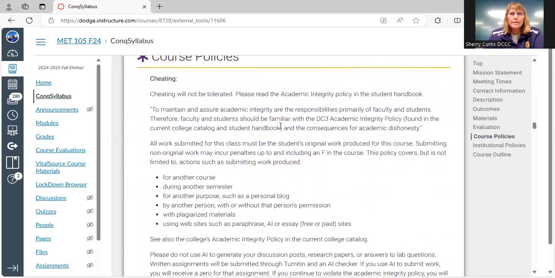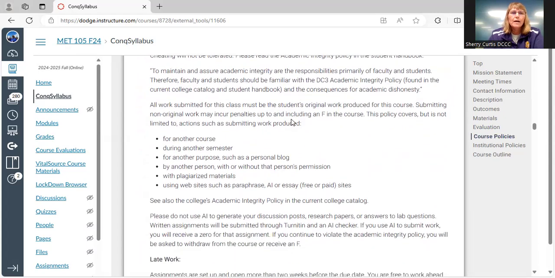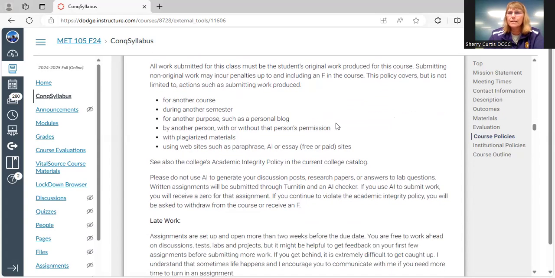Specific course policies, please don't cheat. It just irritates me. All work must be your work. Again, the discussion questions. Please do not use AI for the discussion questions. Please do not resubmit somebody else's lab for the labs. We run all the written assignments through Turnitin to check for plagiarism and things like that.